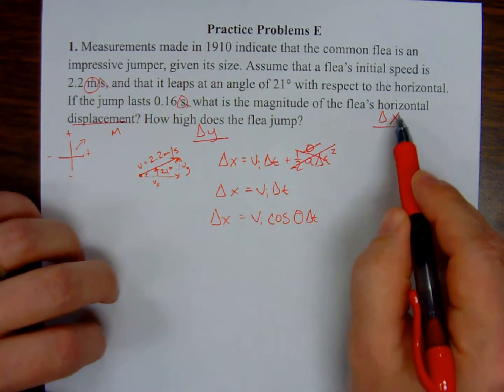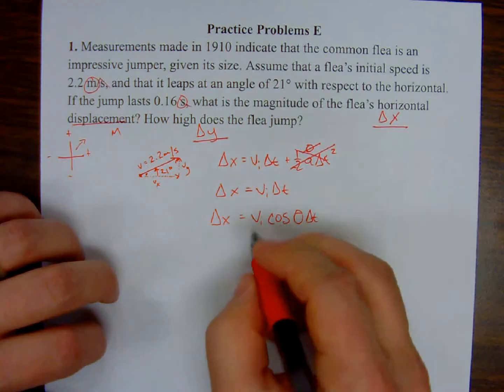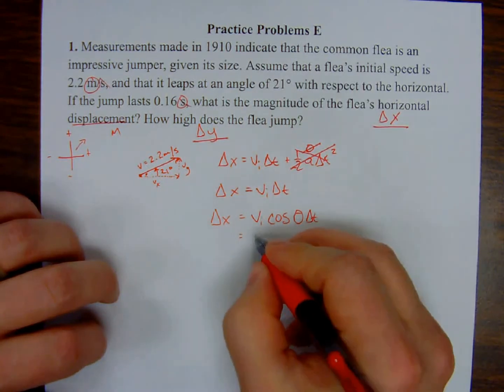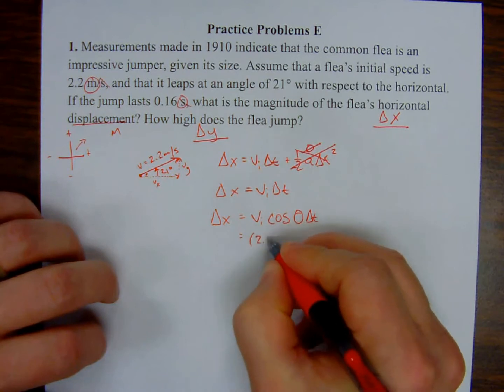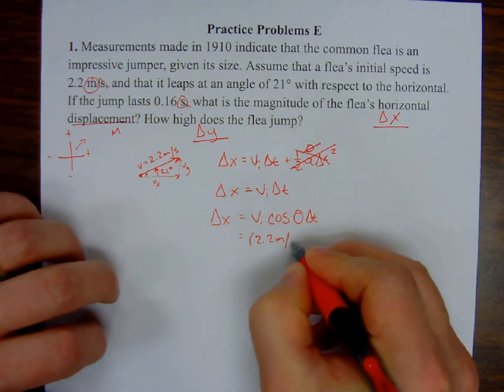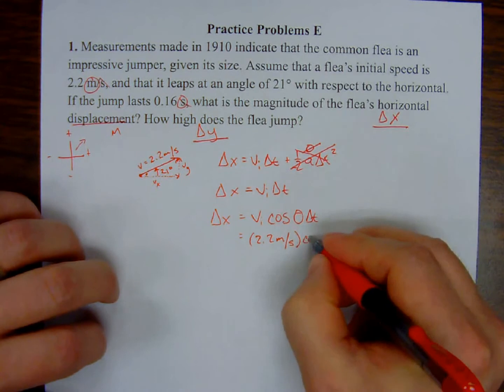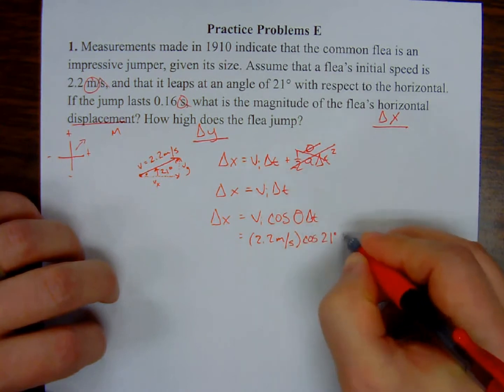Cosine, what's that, 21 degrees, and then multiplying by 0. What was it? 1/6. Is that right, or is that backwards? Yeah, 1/6.